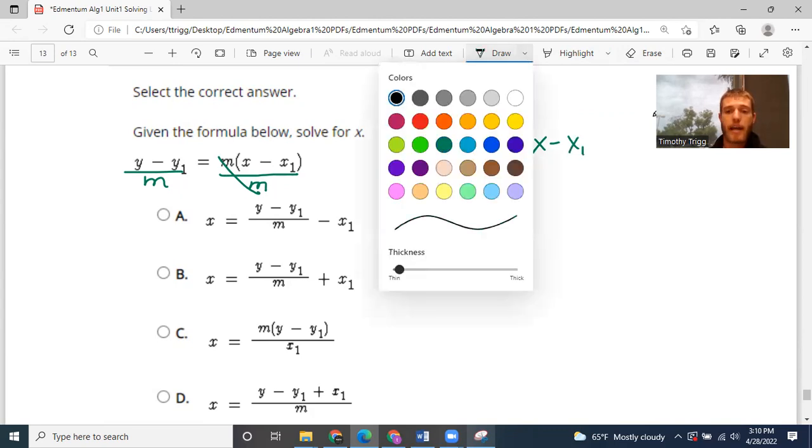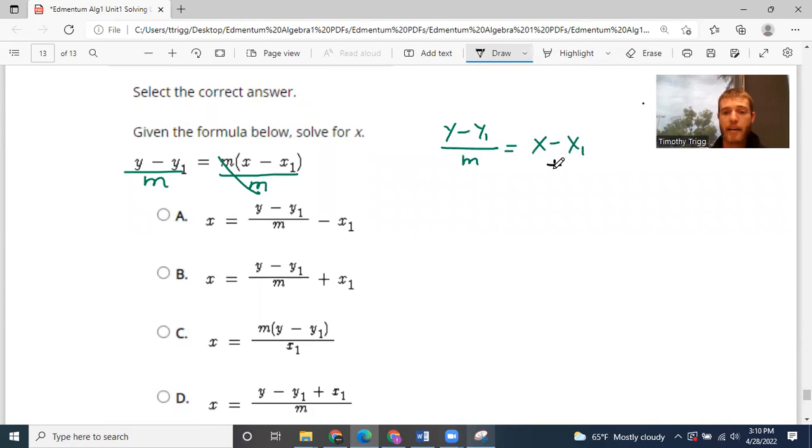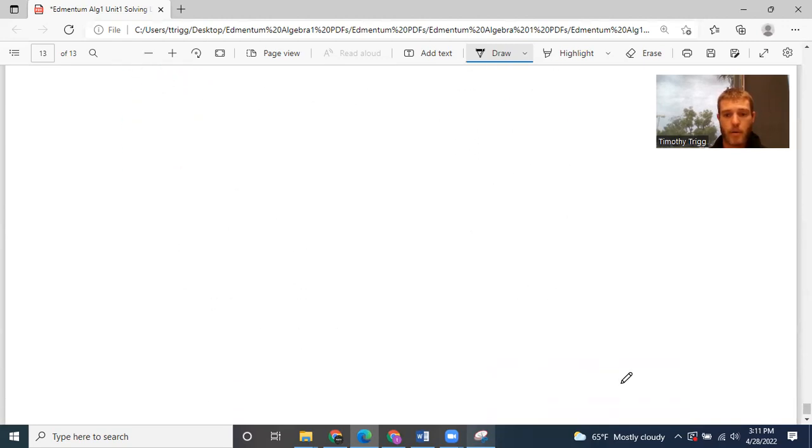Now my goal is to get x by itself, so I'm going to add x sub 1 to both sides of the equation, giving us x by itself. Y minus y sub 1 over m plus x sub 1. And there you go. Is that it? Is that the last one?